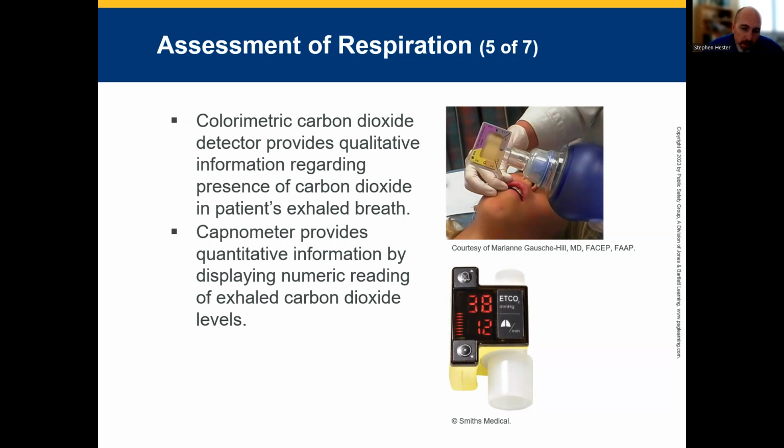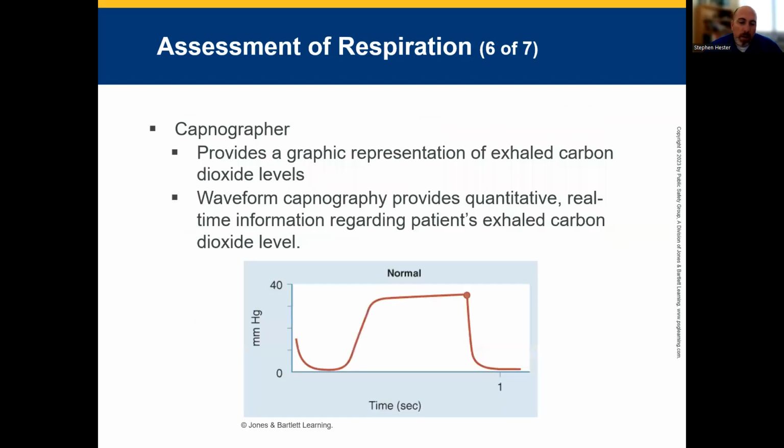Please remember, once you place your advanced airway in, you need to give 6 breaths to make sure that adequate CO2 is coming out when you exhale while assisting those ventilations. Capnography provides quantitative information by displaying the numeric reading of exhaled carbon dioxide levels. All right, waveform provides a graphic representation of exhaled carbon dioxide levels. So waveform capnography provides quantitative and real-time information regarding the patient's exhaled carbon dioxide levels.